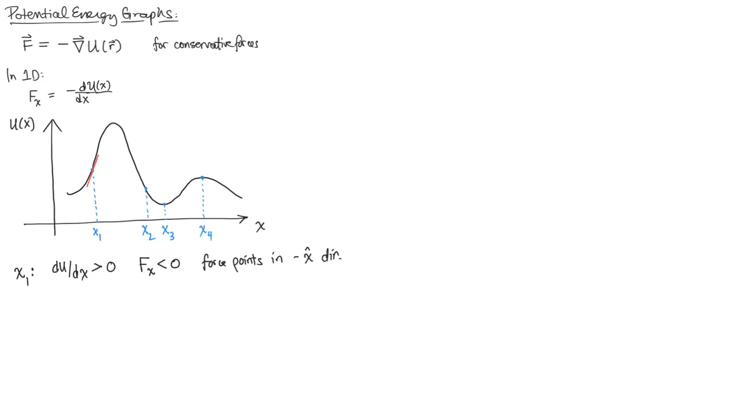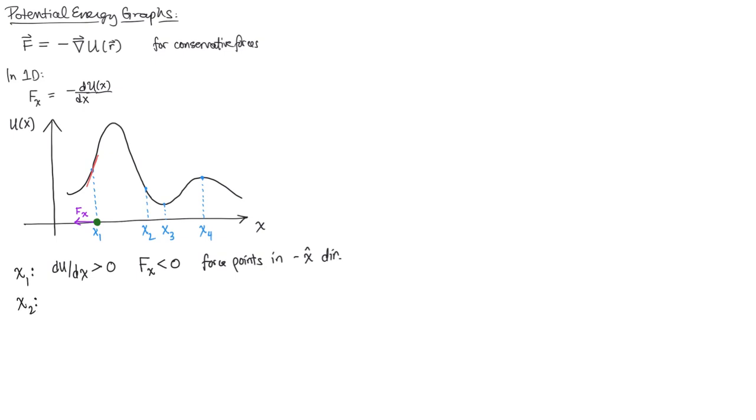What that means then is if I put an object, a particle, at position x1, it would experience a force at that instant to the left. So if I put down by hand a particle of mass m right here and let it go, it would start moving to the left. How about at this other point, x2?